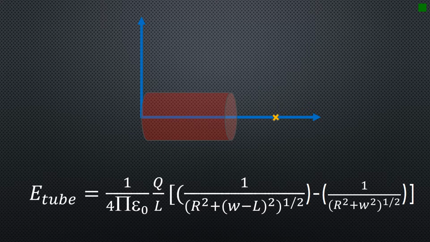So the equation for the electric field at location A due to the entire hollow cylinder is given by 1 over 4 pi epsilon naught times Q over L times 1 divided by (r squared plus (w minus L) squared) to the 1 half power minus 1 over (r squared plus w squared) to the 1 half.